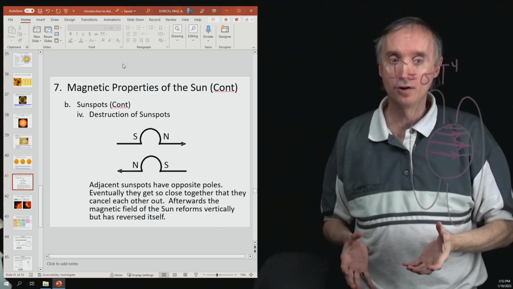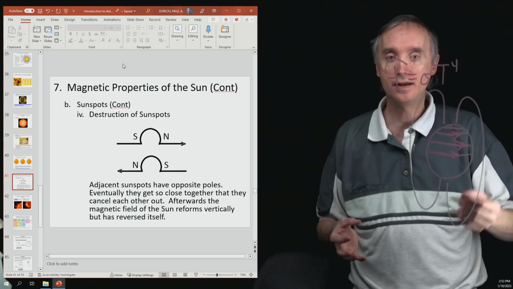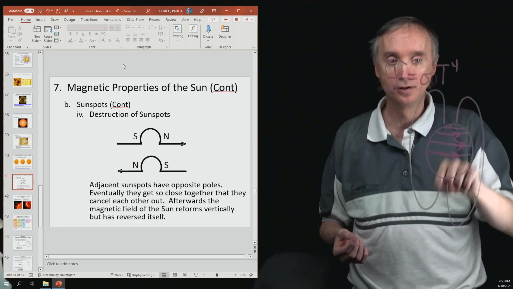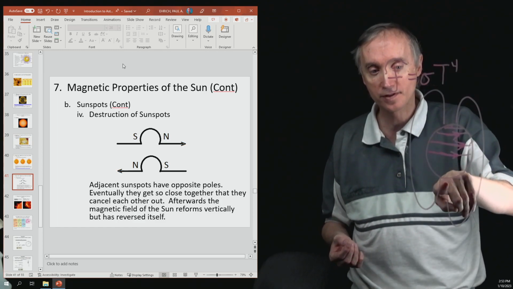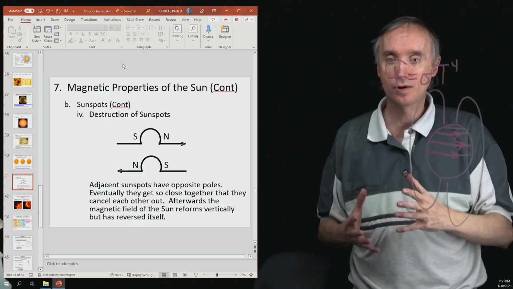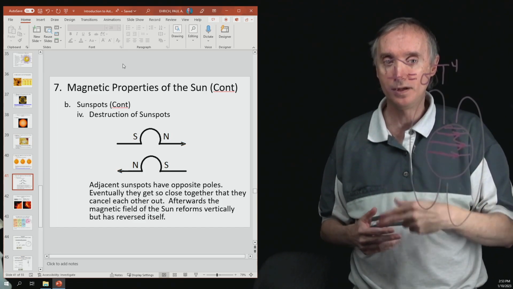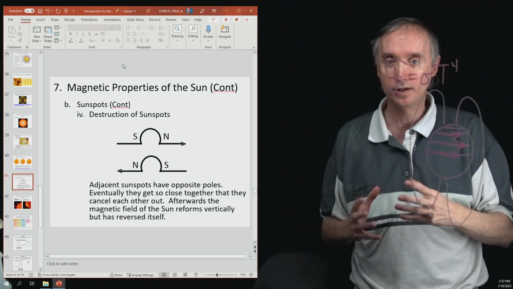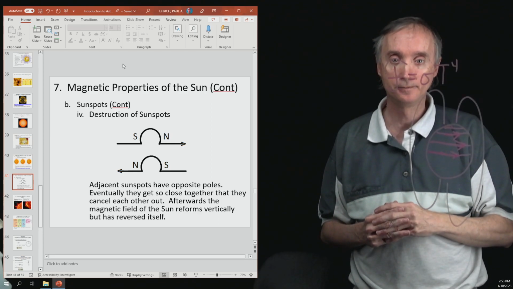And then it starts all over again, and at the end of that 11-year cycle, north is north, south is south, and then we're at 22 years. So that's the reason why we said that we had two mini cycles inside of this 22-year cycle.